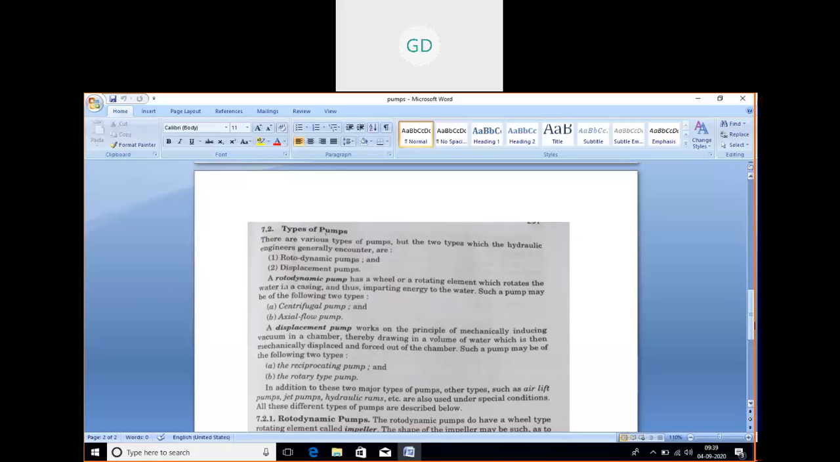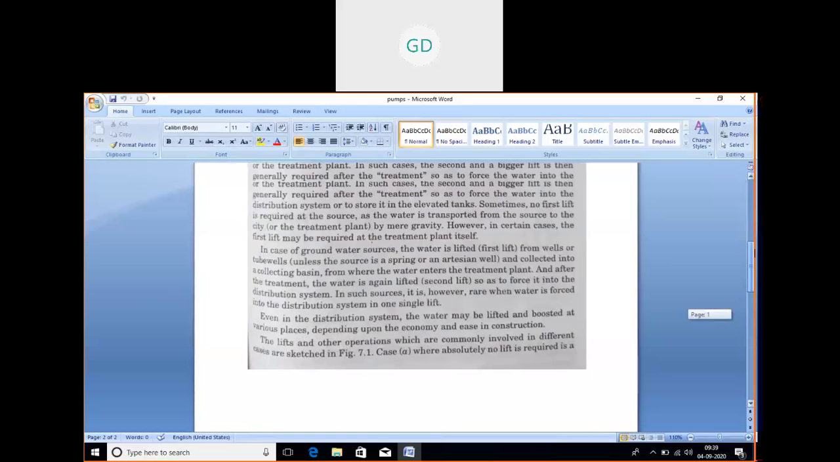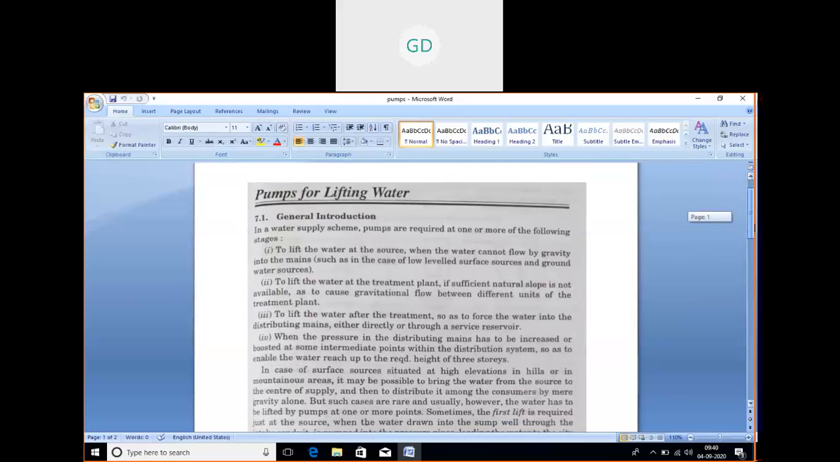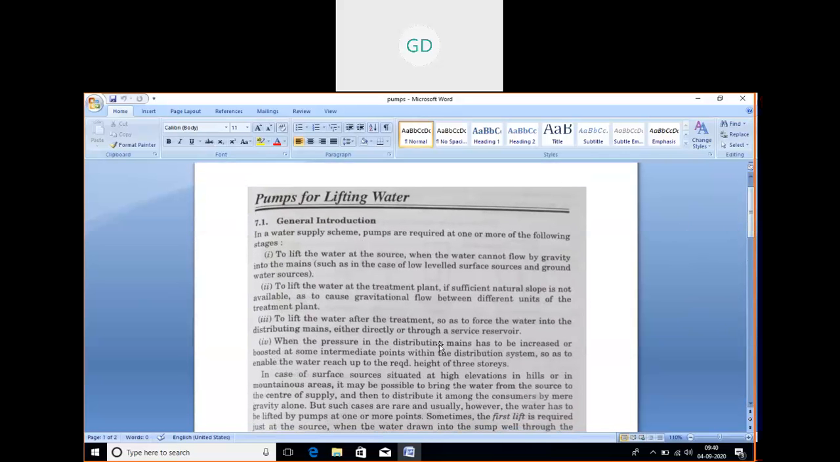So pumps you have done. You have learned when to use pumps. After your pumps, this also you have taken screenshot, I guess. 1, 2, 3, 4 points.